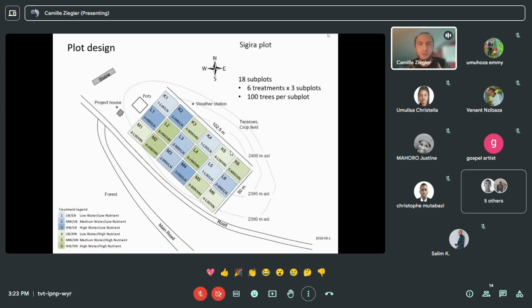So this is an example of one plot design in Sigira. In each site, there are 18 subplots consisting of different treatments. We have different irrigation treatments or water withholding treatments to mimic the different sites, and also nutrient addition to mimic nutrient availability in the sites. And each small square that you see has 100 trees.